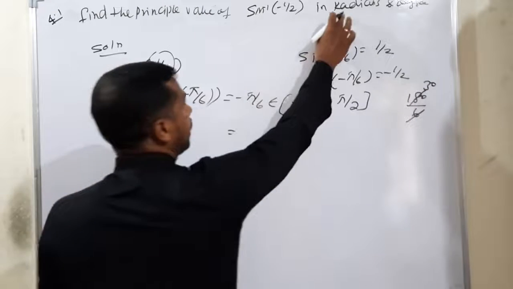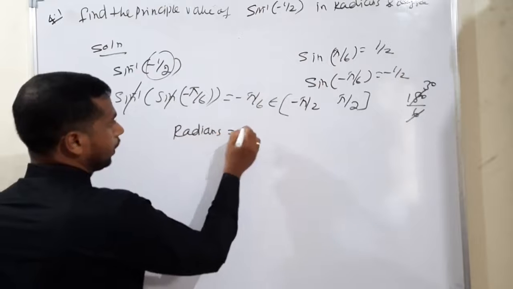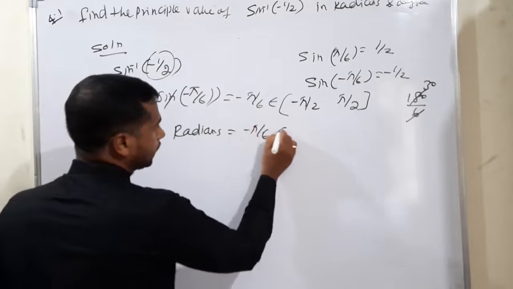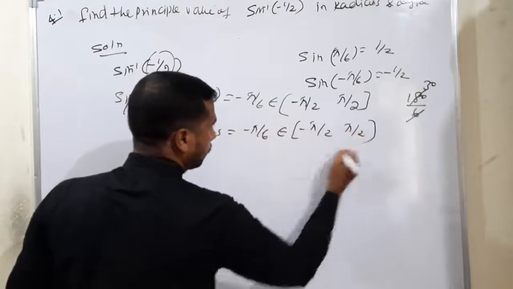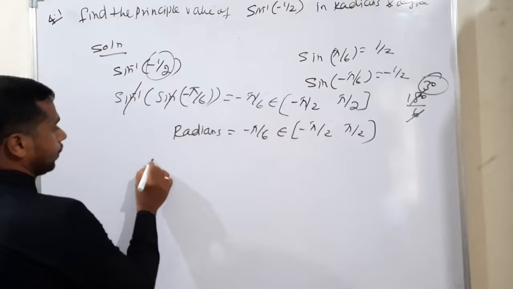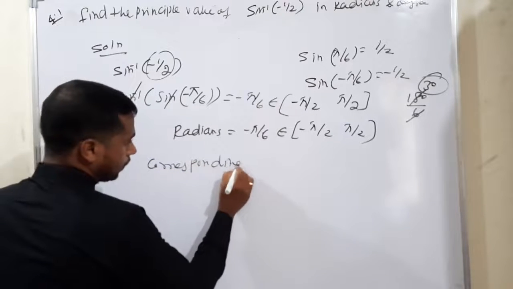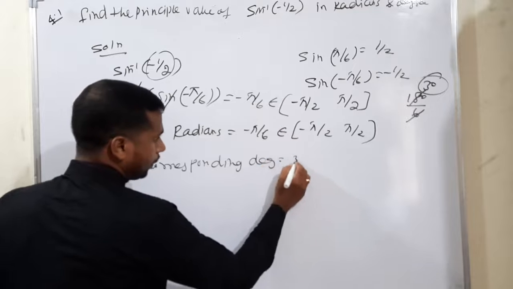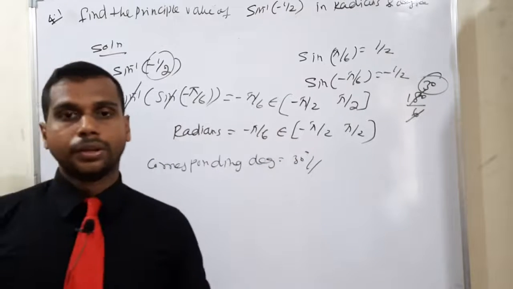Therefore, in radians it is equal to negative pi by 6. It belongs to negative pi by 2 to positive pi by 2. Then corresponding degree, already we know what is the degree? 30 degree. So, corresponding degree is equal to 30 degree. This is the answer for example 4.1. I will continue with the next question.